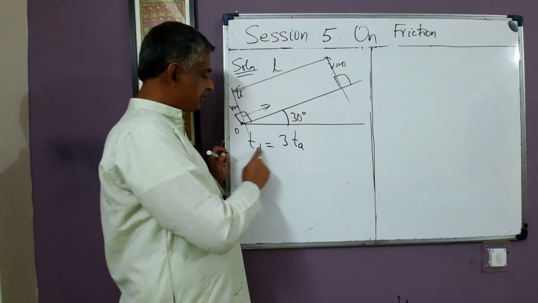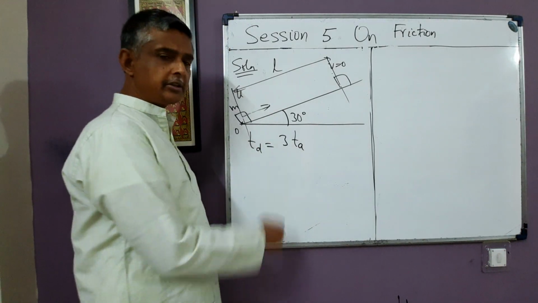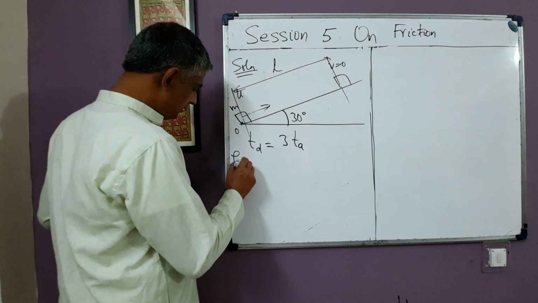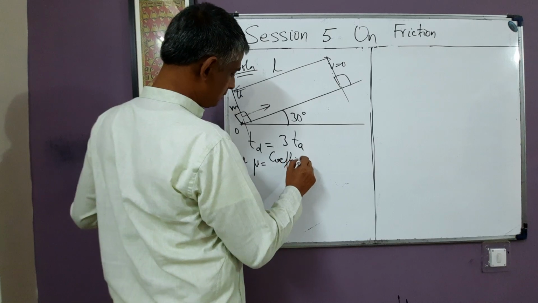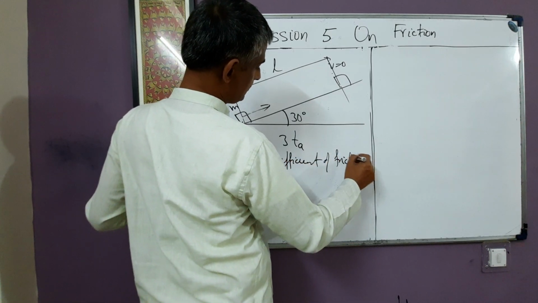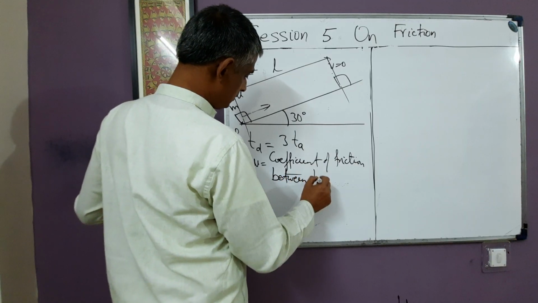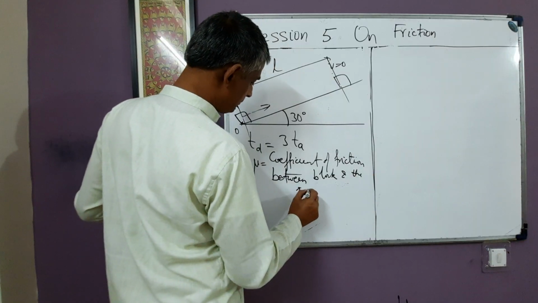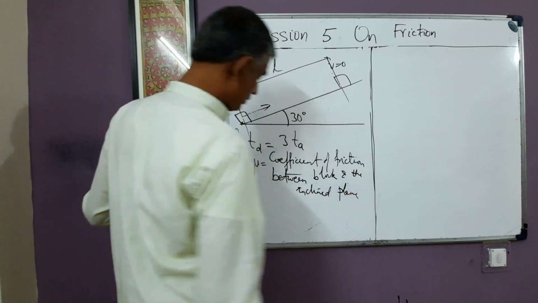Now the question is how to solve this numerical problem. We'll find the expressions for Td and Ta separately and then substitute in this equation to get the required value of the friction coefficient. So let mu be the coefficient of friction between the block and the incline.